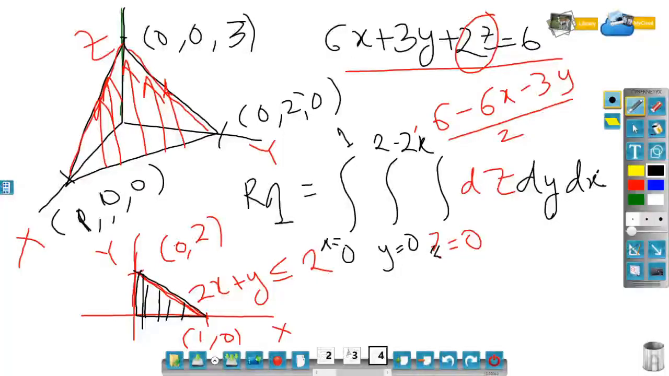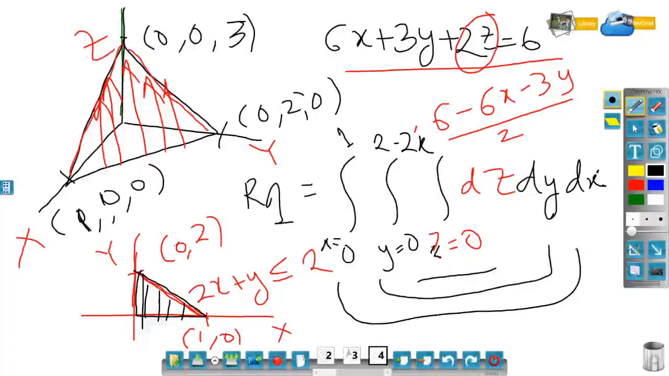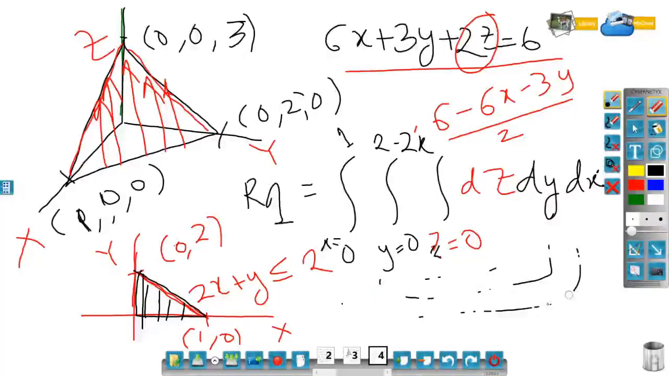While evaluating, you will evaluate the inner one first with respect to z, then the outer one, and then the still outer one. I hope the evaluating procedure won't be difficult, because the inner one you will evaluate first, that is with respect to z, then the outer one, then y, then z. So let me write down I2 here only.